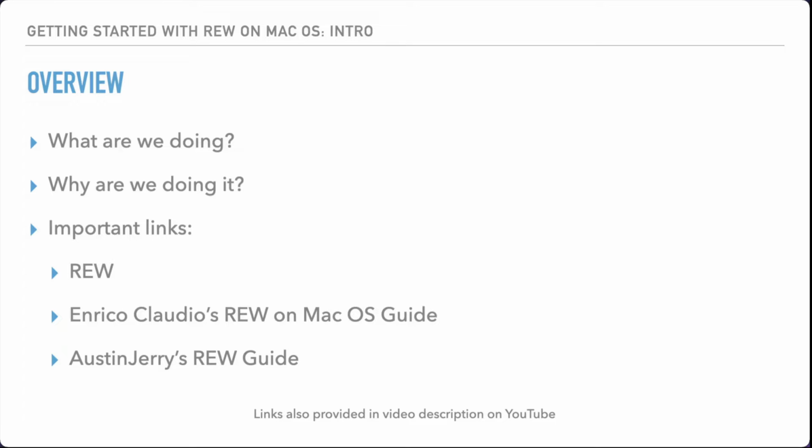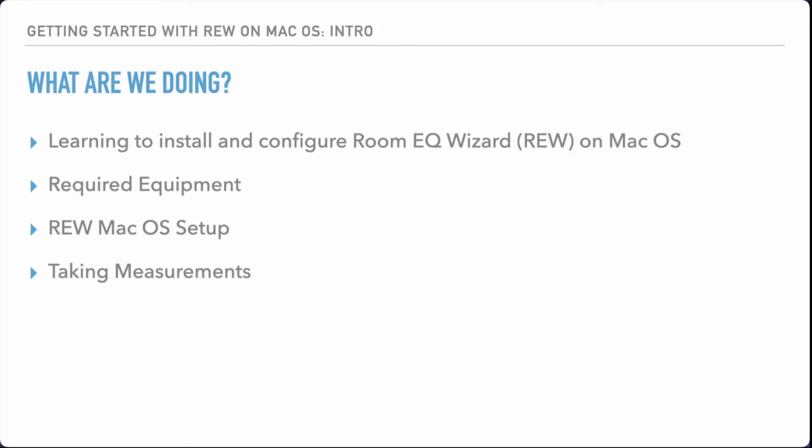So we're going to talk about what we're doing, why we're doing it. You can use these Google terms to find some of the guides here. I will also link them in the video description, so they're easier to find. We're going to talk a little bit about REW Wizard, though. The first part of this guide is really going to go through the Enrico Claudio macOS guide. And then the second part is going to go through just the measurements portion of Austin Jerry's REW Wizard guide. And again, I'll link those in the video description.